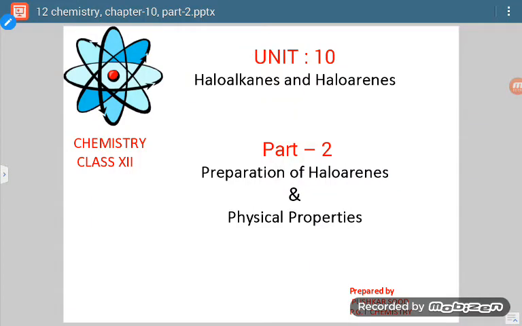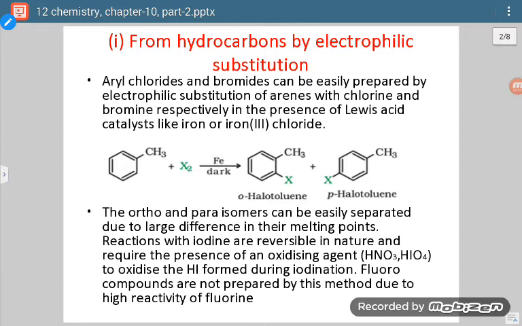Good morning, students. So today we are going to discuss the next part of the haloalkanes and haloarenes chapter. Here we are going to discuss the properties of haloalkanes and haloarenes and how to prepare haloarenes. So first of all, preparation of haloarenes.